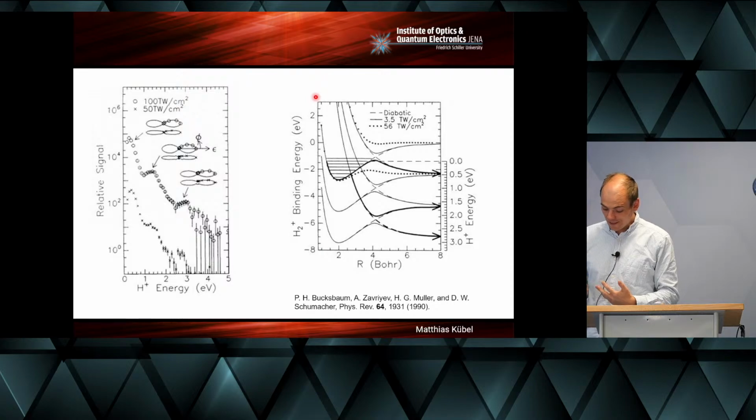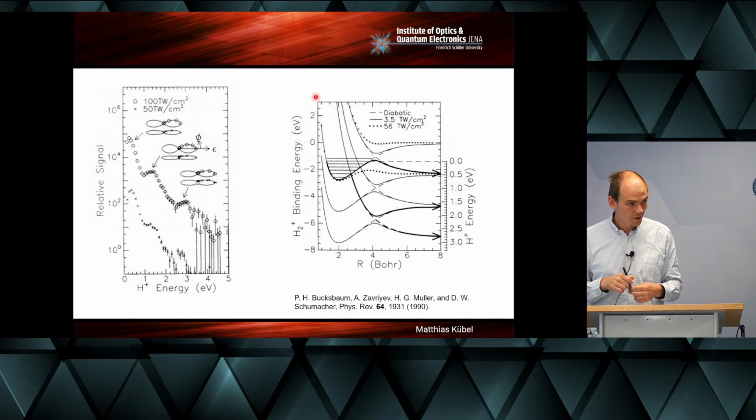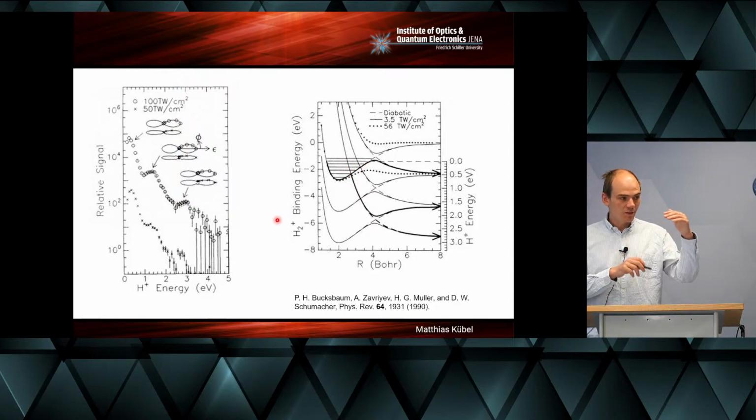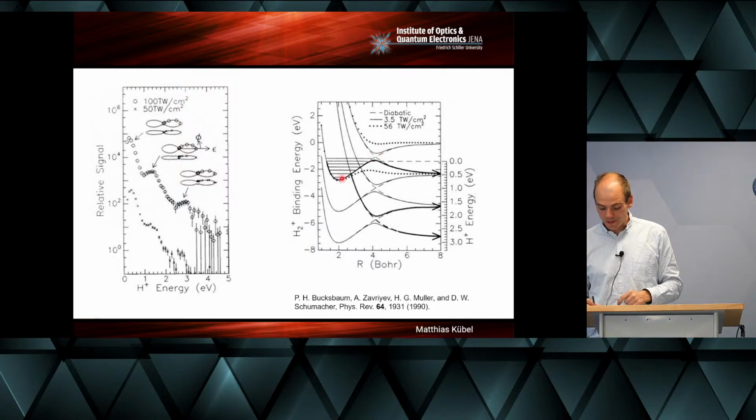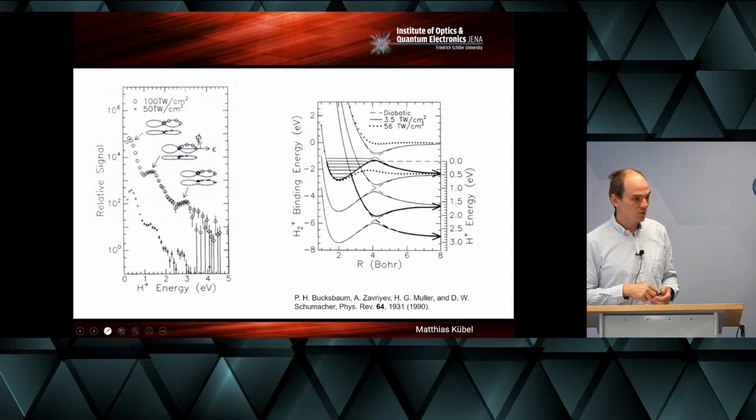But a nicer picture is the so-called Floquet picture, and this brings together the field-free picture that we discussed before with the oscillatory character of the field. Then you have several crossing points, and at each crossing point a gap can open up, and the molecule can follow this path down, and this leads to these higher energies.